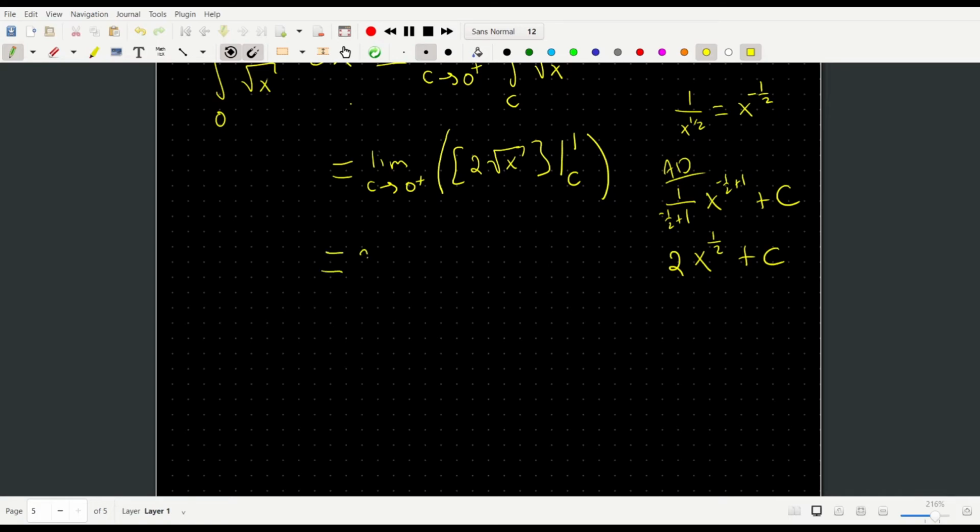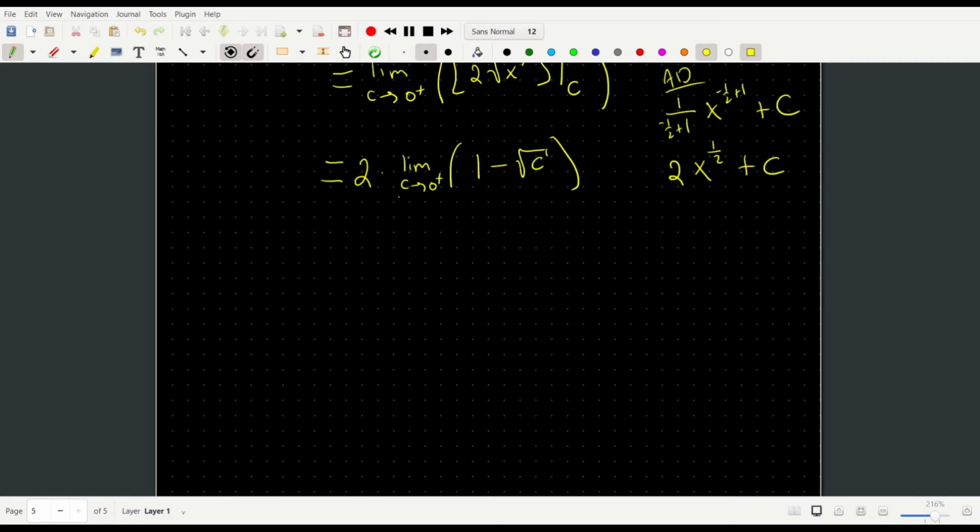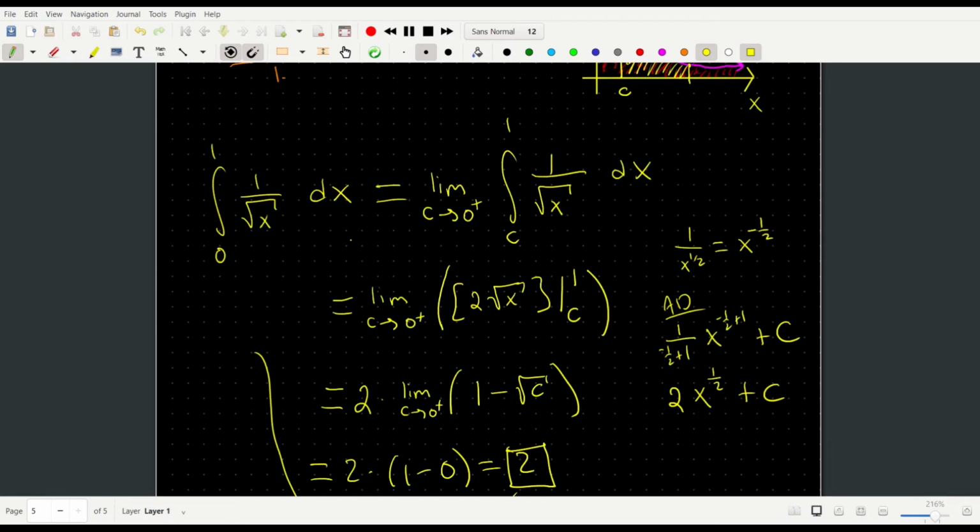So we can pull out the constant 2. This becomes the limit as c goes to 0 from the positive of 2 times (1 minus the square root of c). And this limit is just 1 minus 0. So the value of our improper integral of type 2 subtype 1 is exactly 2.